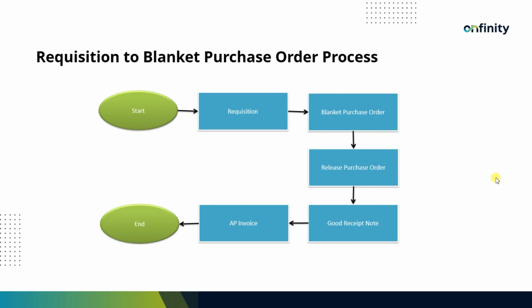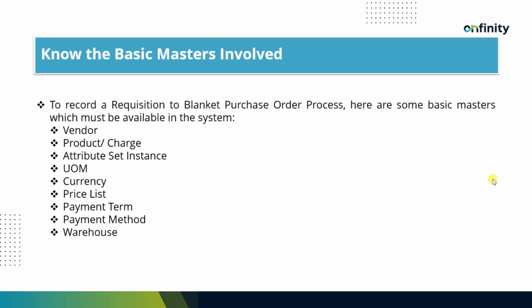Let's look at the basic masters in the requisition to blanket purchase order (BPO) process. To record a requisition to blanket purchase order process, here are some basic masters which must be available in the system: configured vendor, product or charge, attribute set instance, unit of measure, currency, price list, payment term, payment method, and warehouse. All of these topics are already covered in their respective training sessions. If you want to learn how to configure them, you can watch the detailed sessions on each topic.